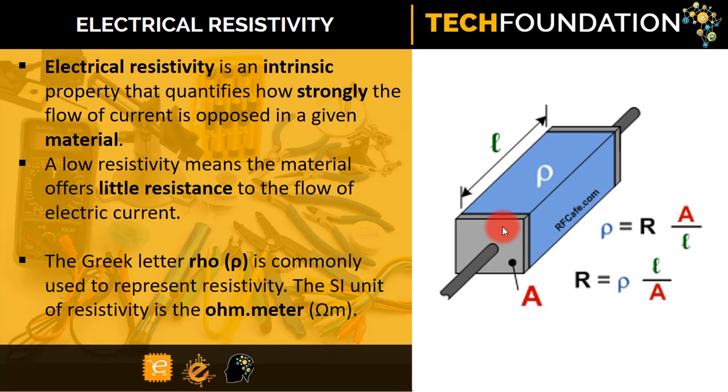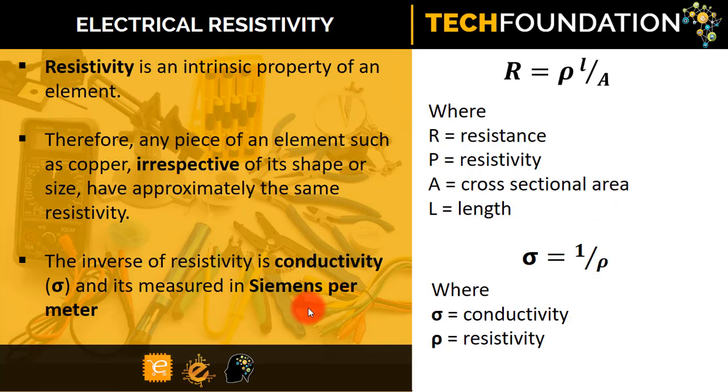Resistivity is represented by the Greek letter rho, and its SI unit is ohm meter. Resistivity is an intrinsic property of a material. What this means is that if I take different sizes, lengths, or weights of the same material, the resistivity value would be the same. Therefore, any piece of that material, let's say copper, irrespective of its shape, size, or weight, the resistivity still remains the same.